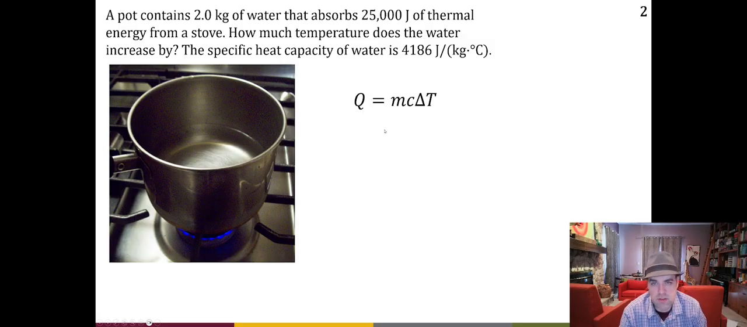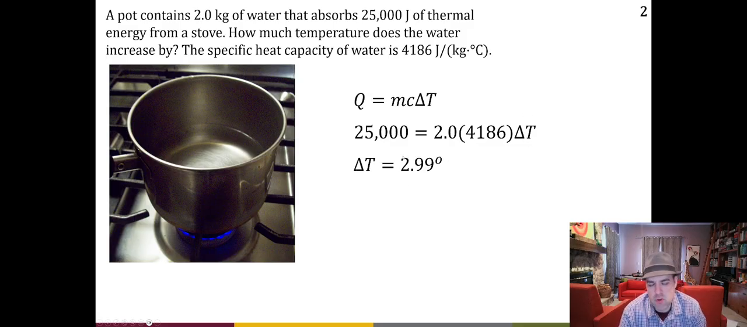So we use our equation. The energy added, Q, is 25,000. The mass of our water is 2, and the specific heat of water is 4,186. And then we want to solve for how much temperature the object is going to change by. So we arrive at 2.99 degrees Celsius, and so pretty much 3 degrees. So the water has increased by 3 degrees now.